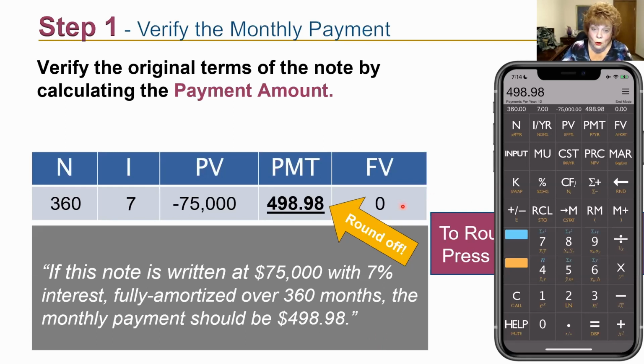Now, how did I know that it was fully amortized? Because the 0 is in the future value. Fully amortized means at the end of the loan, it's fully paid off and nothing is owed. So whenever you see 0 in future value, you know that that was a fully amortized loan. Okay.